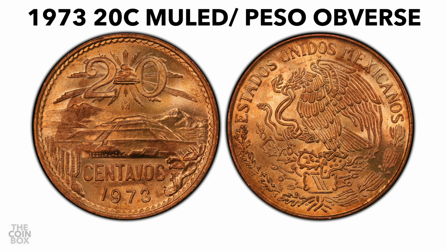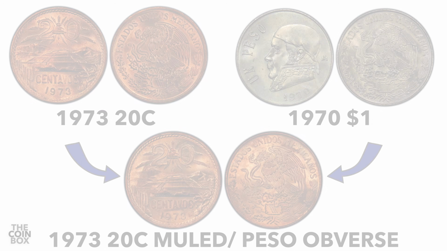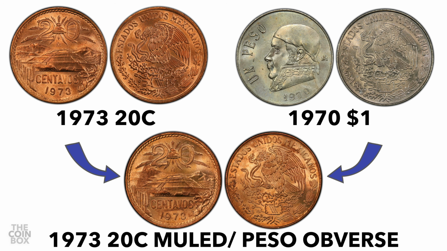Now let's look at some Mexico Mint mules. The most famous mule error on Mexican coins is the 1973 20 centavos pyramid coin, muled with the Peso obverse. It's also one of the more relatively common mules, with over 75 graded by NGC.